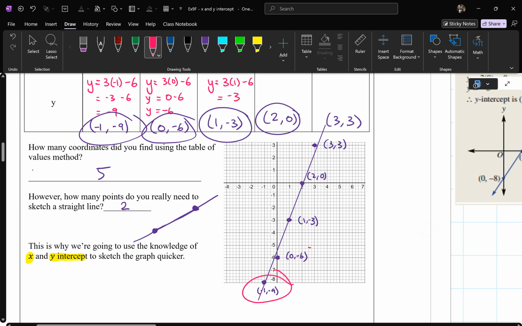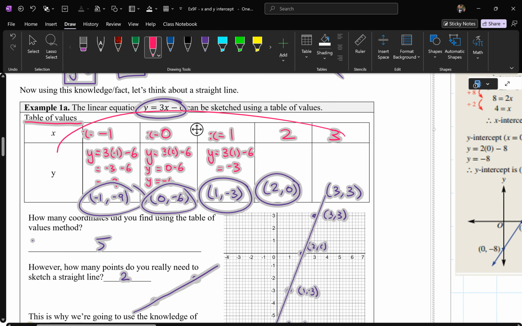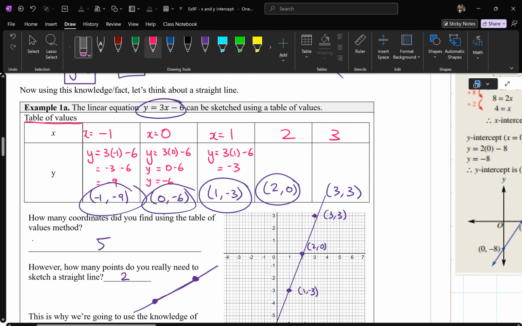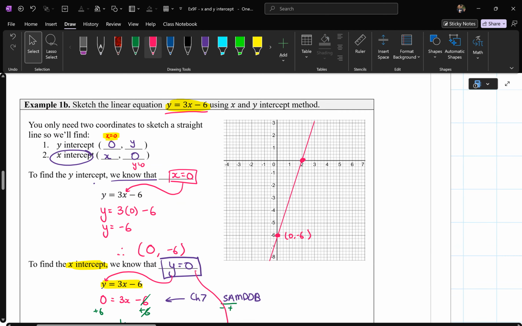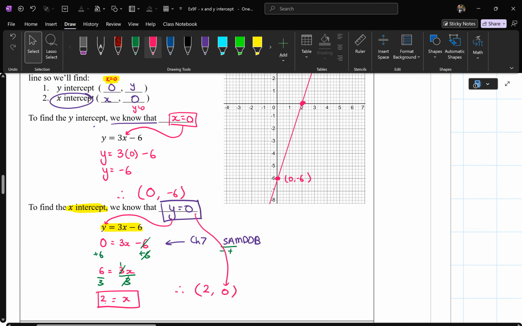This one you needed 1, 2, 3, 4, 5 to sketch the straight line. But notice here, you didn't have to do 5 calculations. You could have just done 2 calculations, but they do require algebra. This bit here, finding the x-intercept, is your algebra component that a lot of students struggle with.